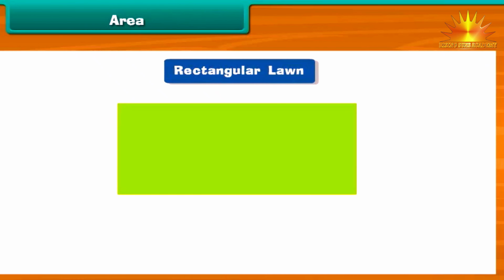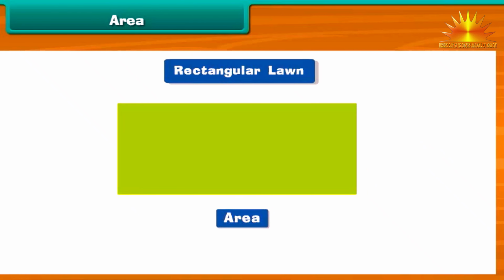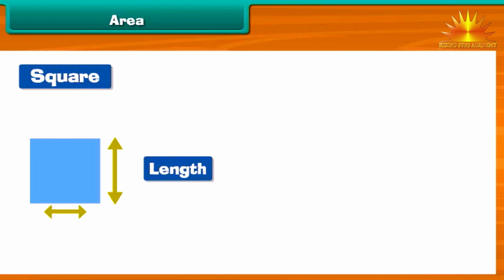Area. The rectangular front lawn of R.S.A.'s house is a two-dimensional figure with a length and a breadth. The total surface covered by a two-dimensional figure is known as its area. A square, you may recall, is a two-dimensional figure whose length is equal to its breadth.